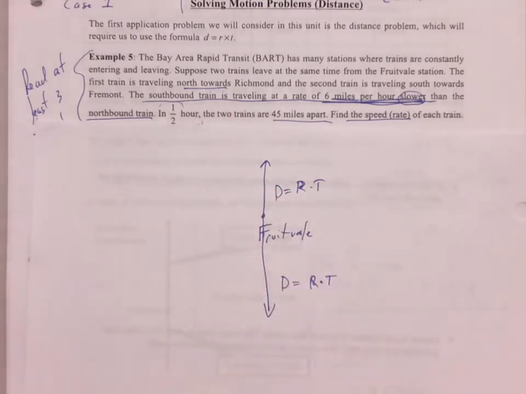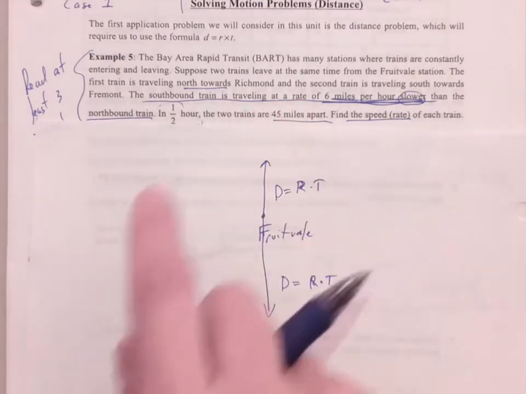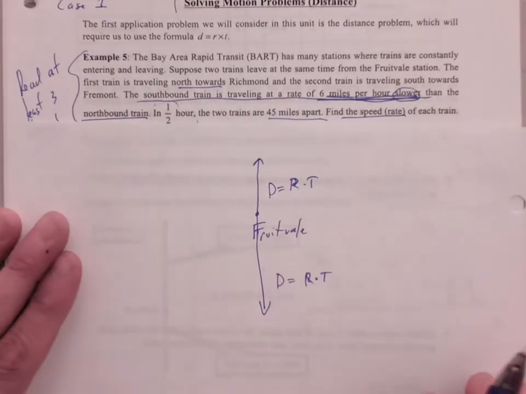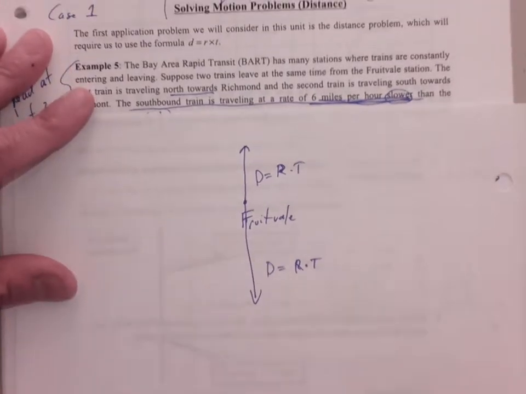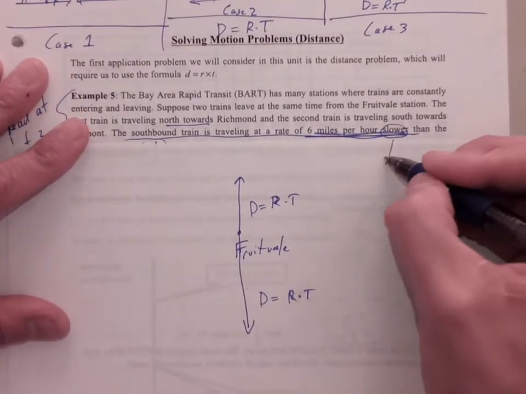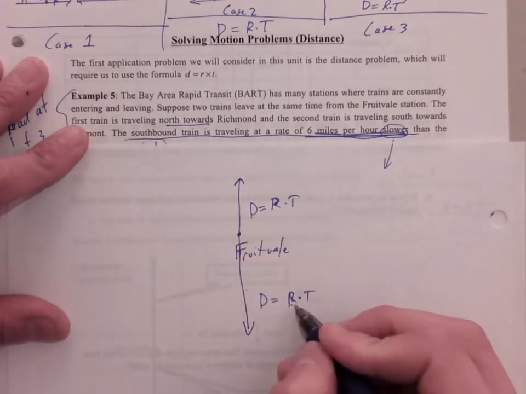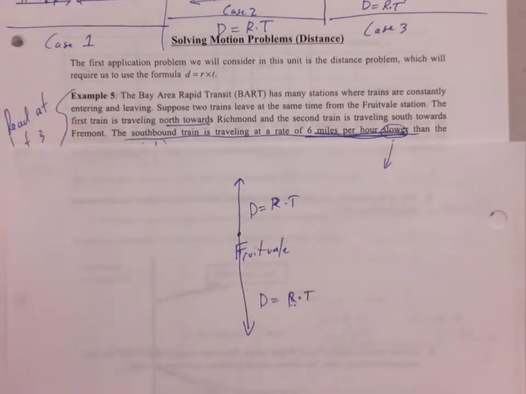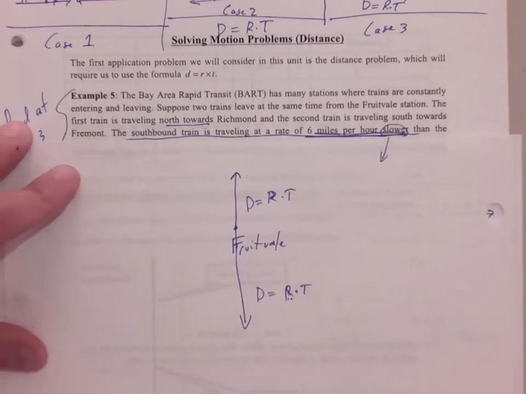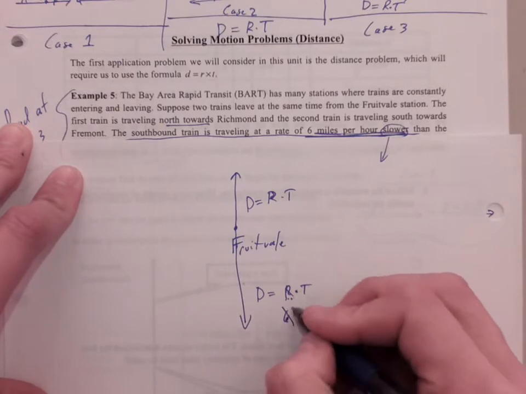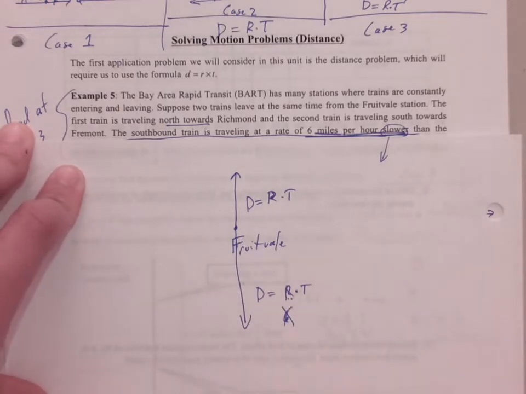The southbound train is traveling at a rate 6 miles per hour slower. So here's the key word: slower. Who's going slower? The southbound train. So this rate is slower than that rate. The key thing to not do is call this 6. This is not 6, because it's 6 slower.